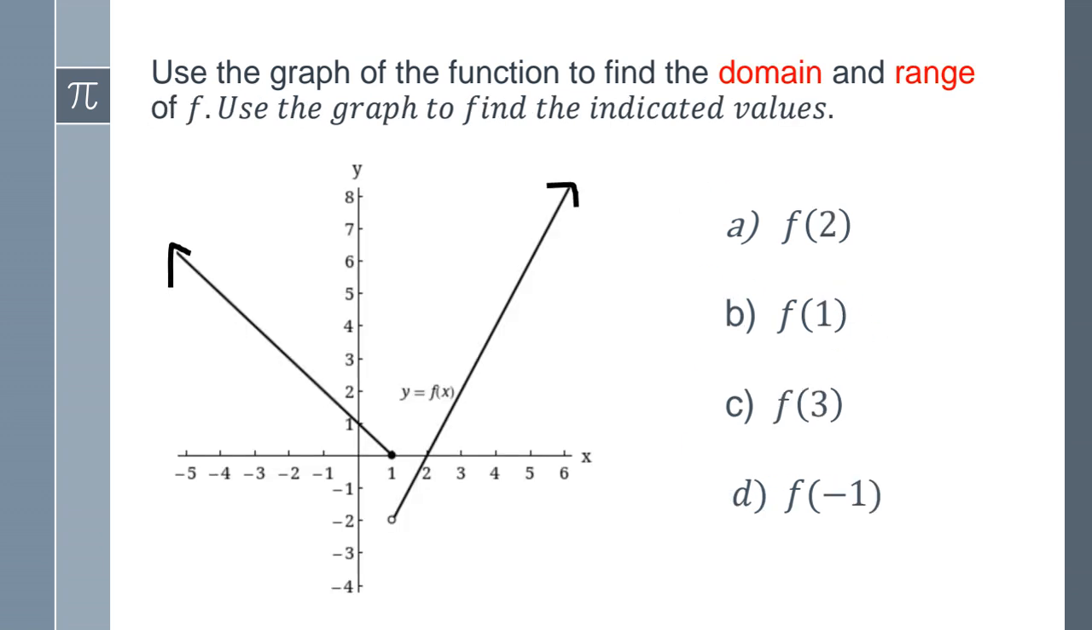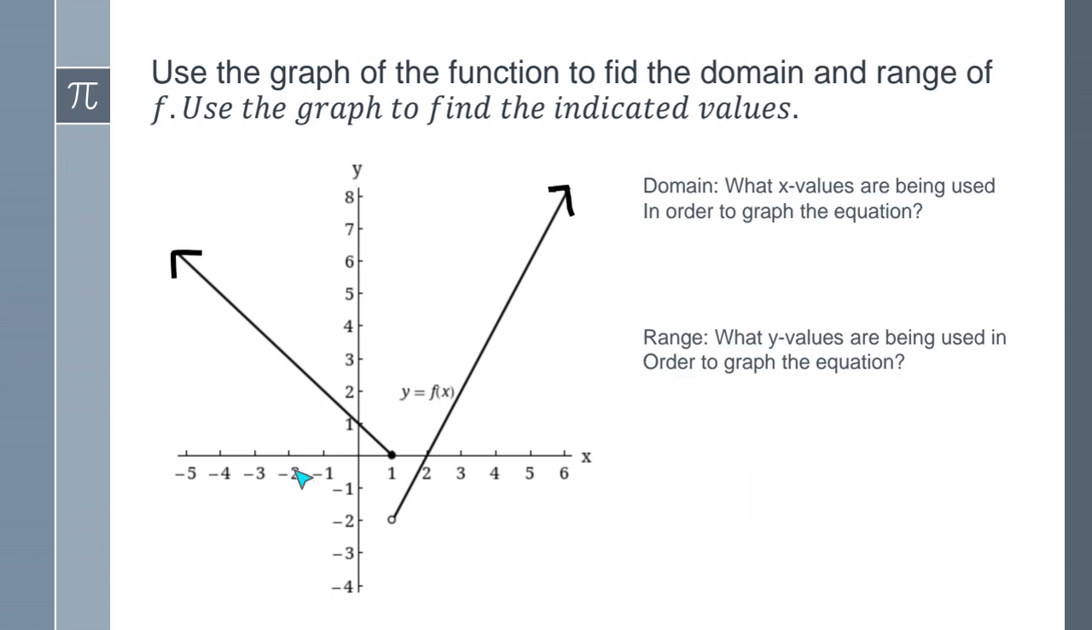So here, let's find the domain. Notice in this graph, if I look at the left side of my x values, I have an arrow. That means the graph goes on forever. So my domain is going to be all these negative values, and then it goes all the way over here, and I have an arrow. So my domain continues from negative infinity to positive infinity.